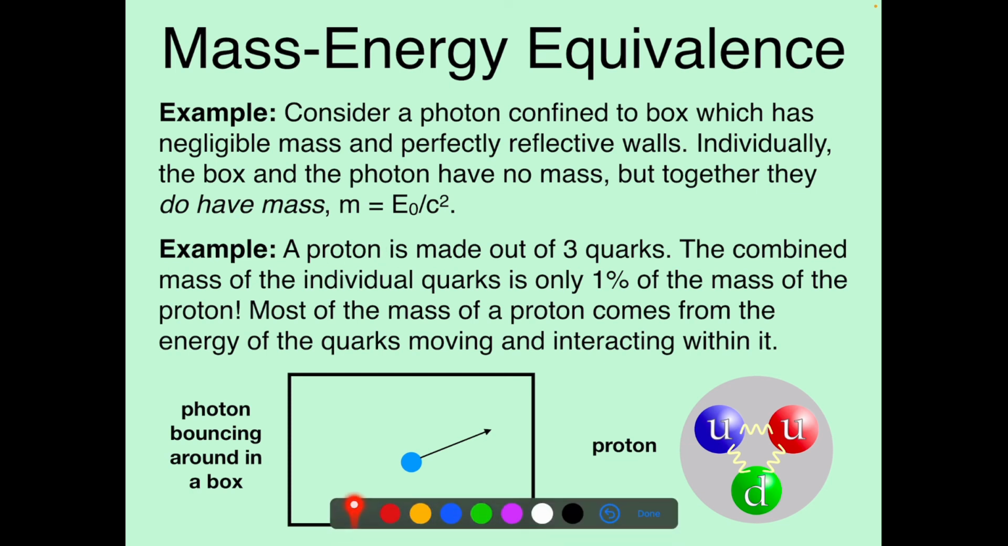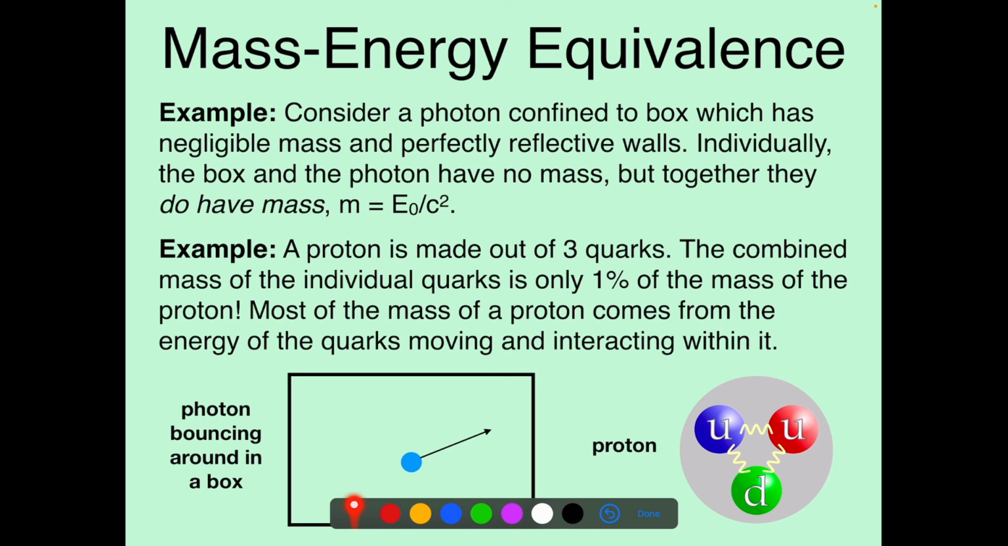So a proton is actually made out of 3 smaller particles, which are called quarks. And if we take the individual masses of the 3 quarks that make up a proton, and we add them together, the combined mass of those individual quarks is only about 1% of the mass of the proton. So that means most of the mass of the proton actually comes from the energy that these quarks have as they bounce around and interact with each other inside of the proton.